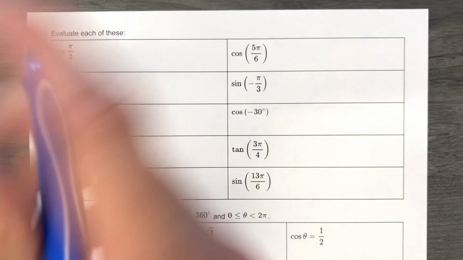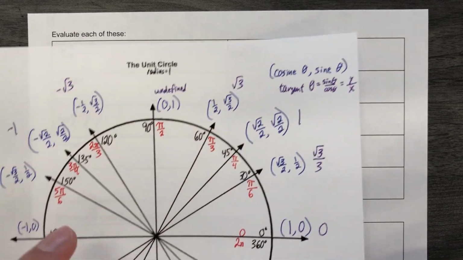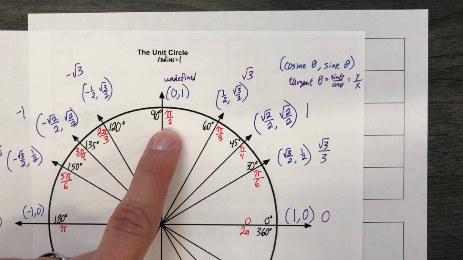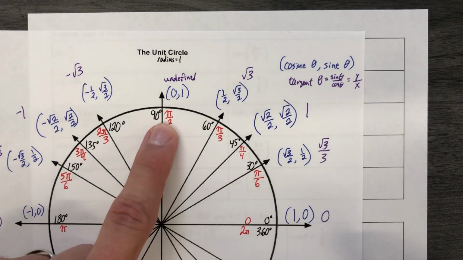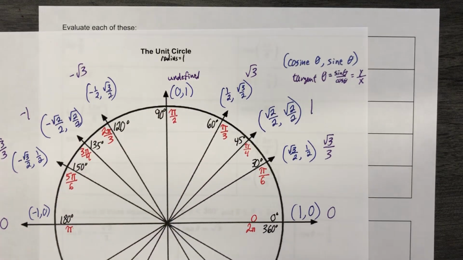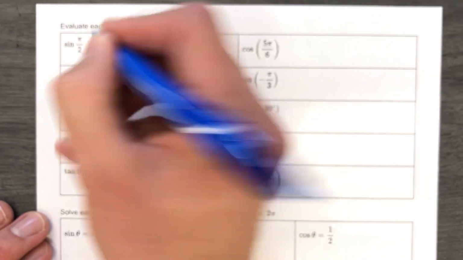Sine of pi over 2. Okay, I said sine, so we're talking about the y value. We are clearly in radians, so I'm looking at what's on my paper in red. So the y value at pi over 2 is 1. The sine of pi over 2 is 1.